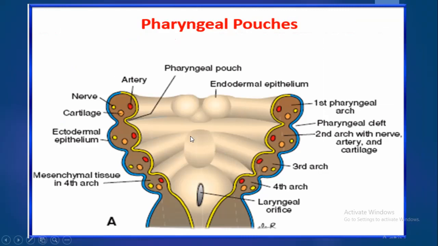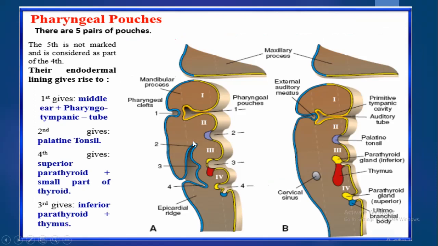And this is the pharyngeal pouch. It's again the same picture. And here this is a pharyngeal pouch. There are 5 pairs of pharyngeal pouches. The fifth is not marked and is considered as a part of the fourth. Their endodermal lining gives rise to the following: the first of these pouches gives the middle ear and pharyngotympanic tube or Eustachian tube.